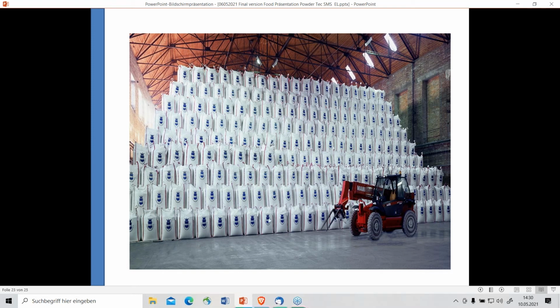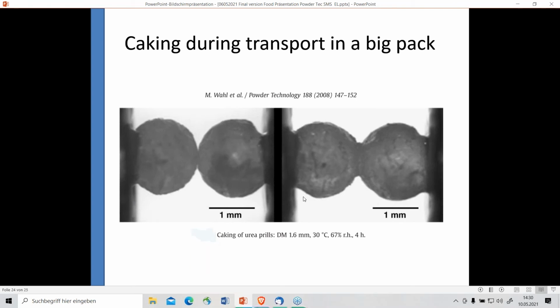is a lot of pressure on the bag at the bottom. And what happens if the condition is not right? If you're in summer and the humidity is getting higher, then you can run into this serious problem. Over time, you will get a caking process, and all the powder will become a big block, and then you are running into serious problems.